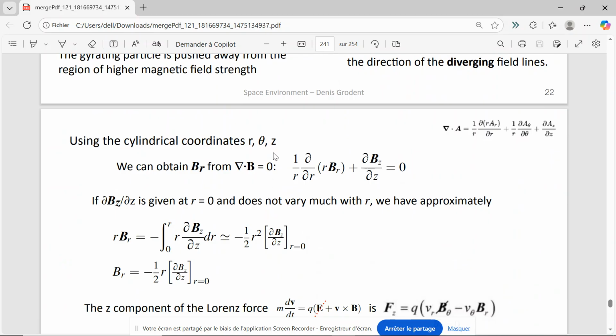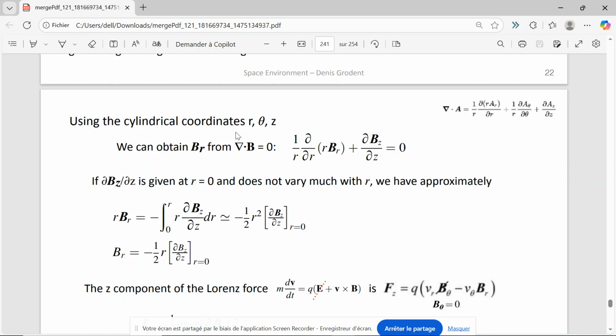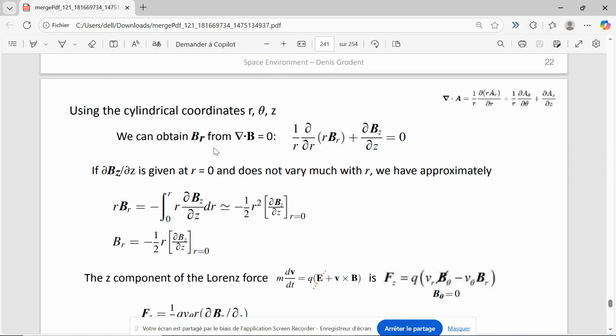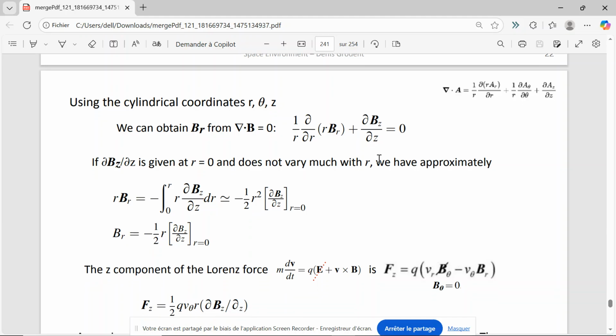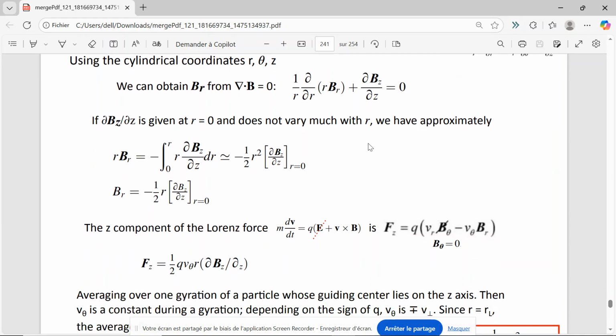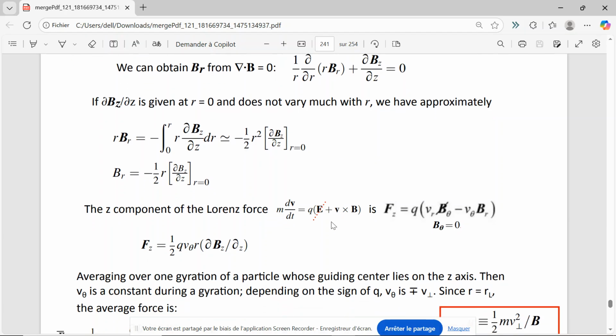Using cylindrical coordinates, we can describe this. We know that the divergence of this magnetic field needs to be equal to 0, and the variation of this magnetic field with respect to z doesn't vary a lot with r. It mainly varies in the z direction.